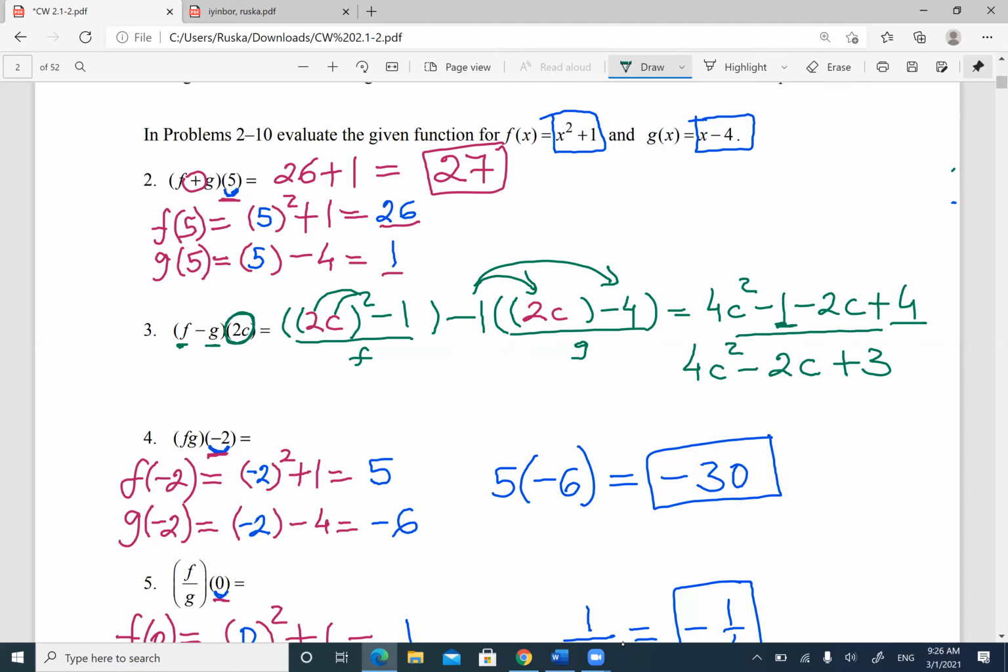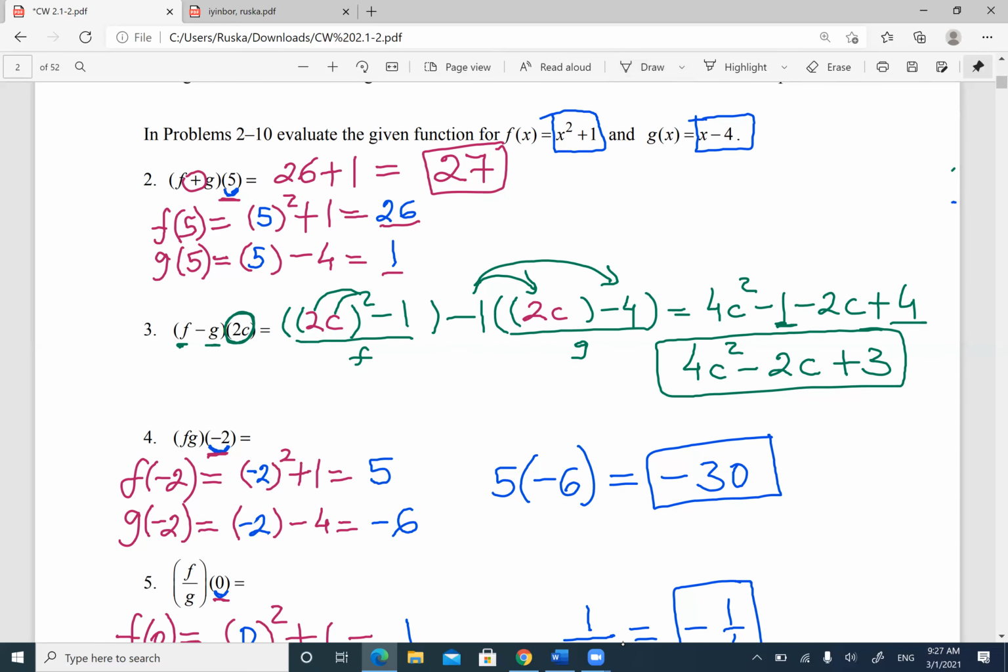See, the answer is an expression with c. So this is a little different. Now, if it's not f minus g, if it's f plus g, it's going to be plus in the middle. If it's f times g, it's going to be multiplying in the middle. If it's dividing, f over g, you're just going to copy f over copy g and just replace x with whatever is given. Okay? So that's how you do those where you have a letter in the place of x. Okay? So let's continue from there.